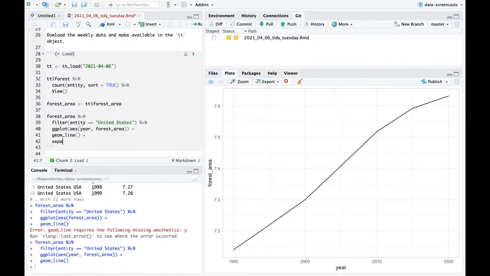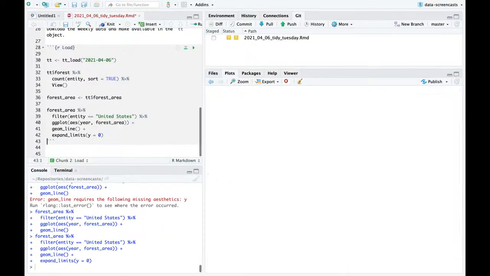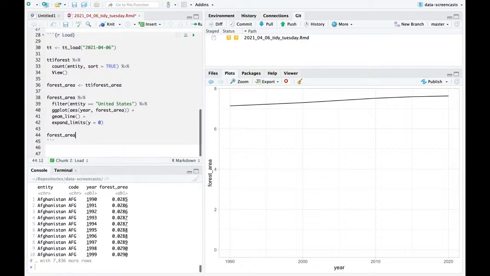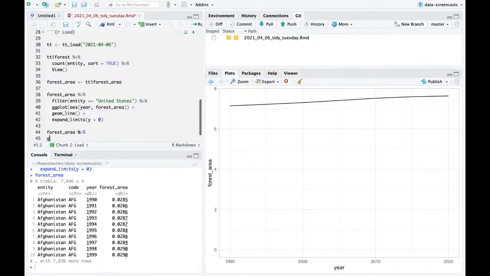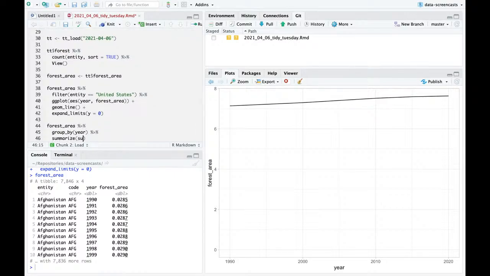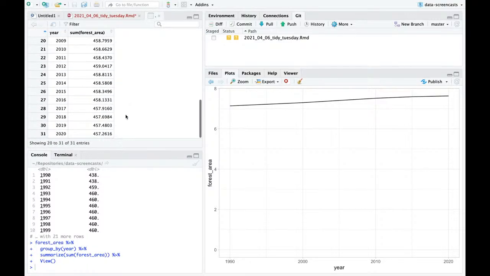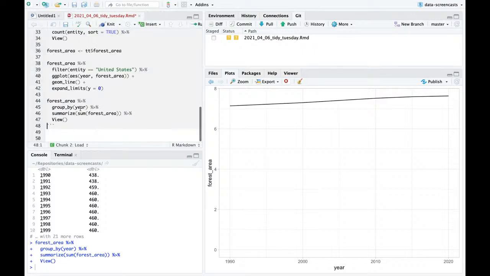The forest area is 7 to 7.5. I'm going to guess maybe this is a percent. I'm going to check that assumption by grouping by year and summarizing the sum of forest area. If it's always 100 or close to 100, that'll answer my question. Nope, this is definitely not always 100. It could be that there's overlapping.